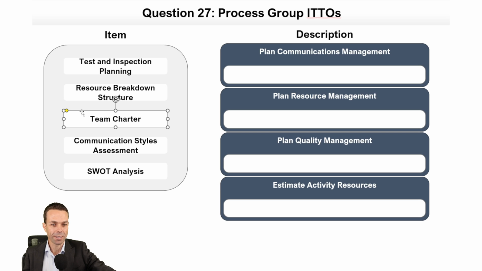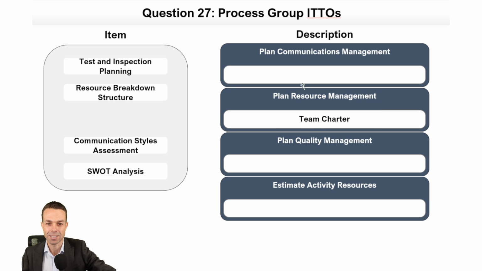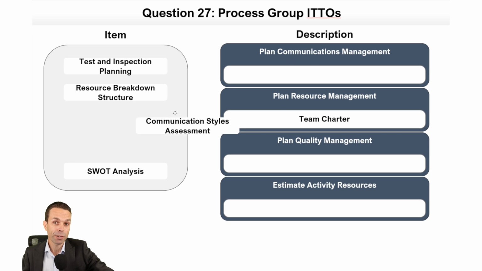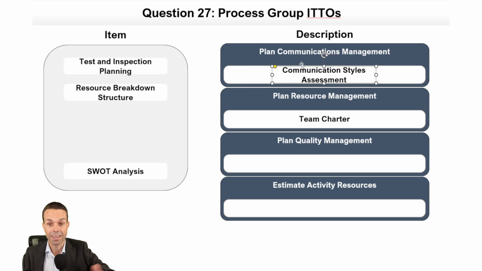A team charter is for our resources. So when we're planning resources, probably under planning resource management, there's 2 resource ones here, actually. Let's have a look. We'll put that aside just for now. We can change it if we need to. Let's try an easier one. Planning communications management. We're going to use our communication styles assessment, just figuring out how our stakeholders want to be communicated to and what information they need.